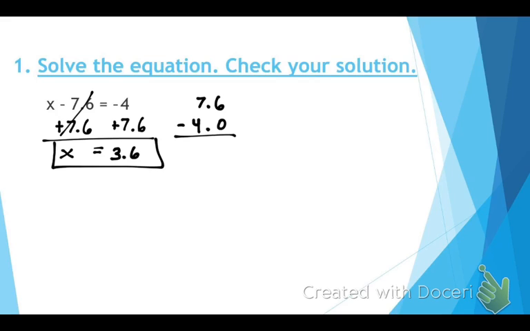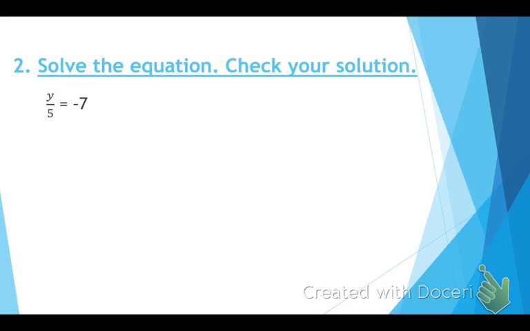Now to check it, you're rewriting this original problem, but instead of the x, I'm going to put 3.6 minus 7.6 equals negative 4. Class, what is 3.6 minus 7.6? It is negative 4. Does negative 4 equal negative 4? Yes. Give yourself a mini check mark.